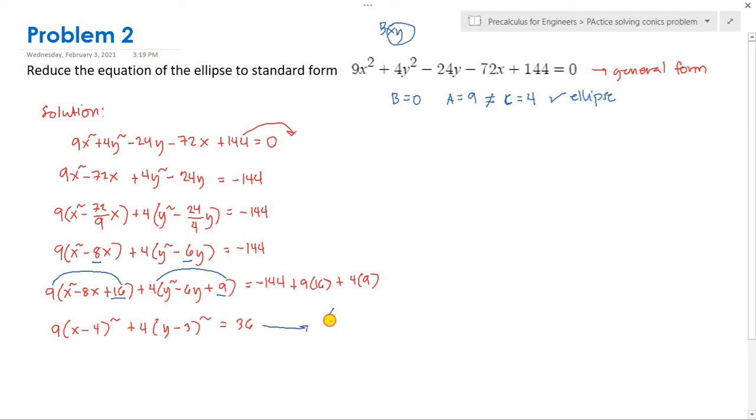So since we need to transform this into standard form, we know that the standard form is x minus h squared all over a squared plus y minus k squared all over b squared is equal to 1. So here, we're almost there. What we need to do is just make the right side equal to 1. So to make it equal to 1, we're going to divide both sides by 36.